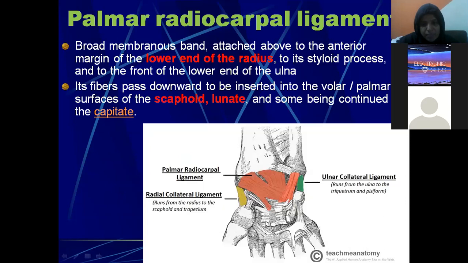So this is the palmar aspect. You call it the palmar radiocarpal ligament, the one in orange or red color. Behind will be the dorsal radiocarpal ligament. The ulna is not involved; the head of the ulna is excluded because of the presence of the articular disc. Now see here. Apart from that, we also have this yellow one, the radial collateral ligament. In green color we have shown the ulnar collateral ligament. The radial collateral ligament extends from the styloid process of the radius to the scaphoid and trapezium.